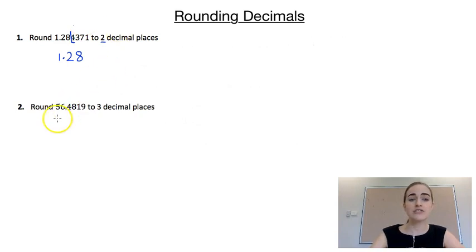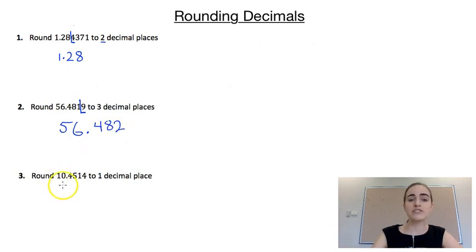Our second example asks us to round 56.4819 to 3 decimal places. So again, we count our 3 and we're going to draw a line straight down there. So we have to decide whether we're going to leave it as 56.481 or whether we round it up to 56.482. So we have a look at this next decimal here, the next digit, which is a 9. So because it's above 5, it means that this number is closer to 56.482 than it would be to 56.481. So rounding it to 3 decimal places would be 56.482.